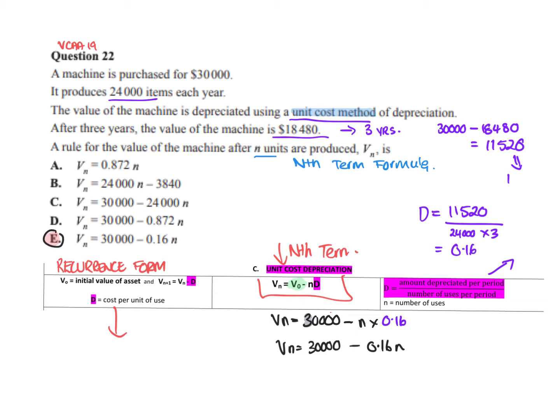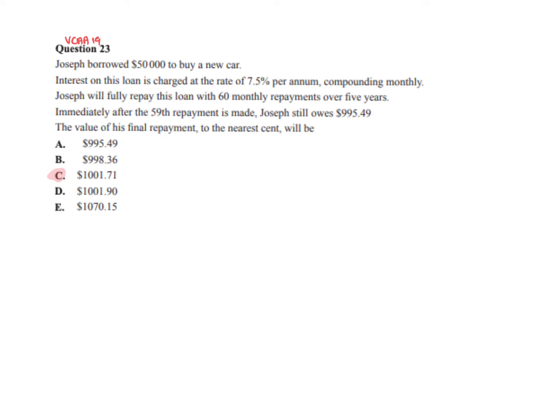We've got the answer. Okay, so Joseph borrowed 50,000 to buy a new car. Interest on this loan is charged at 7.5% per annum, compounding monthly. Okay, so here you're starting to get, and when you get later on in the exam, you get these, you'd be using Finance Solver, yeah? So I'm going to start thinking.